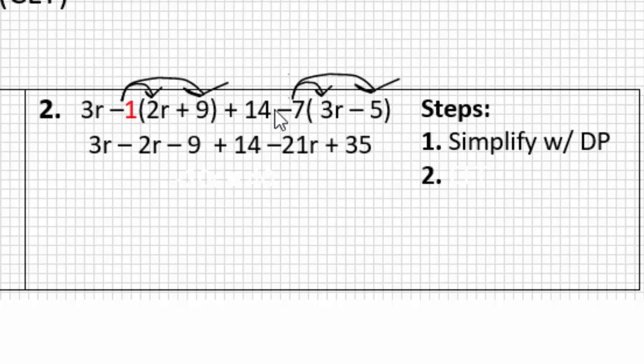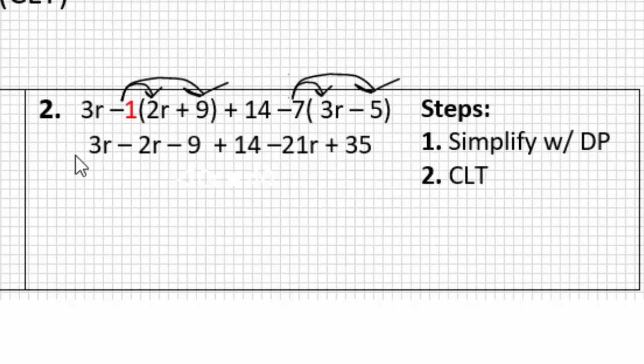Okay, so when I multiplied negative 7 by positive 3r, I got negative 21r. And when I took negative 7 times negative 5, I got a positive 35. So we've simplified this expression to remove the parentheses by using the distributive property both times here. And now we're ready for our second step. That's right, combine like terms.